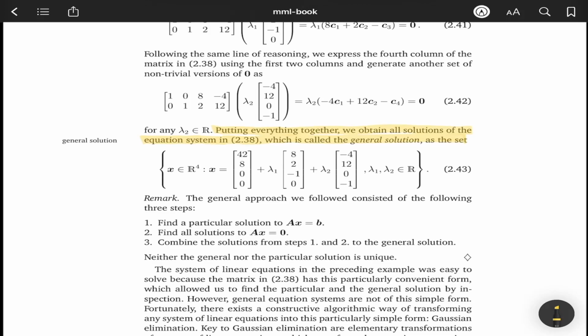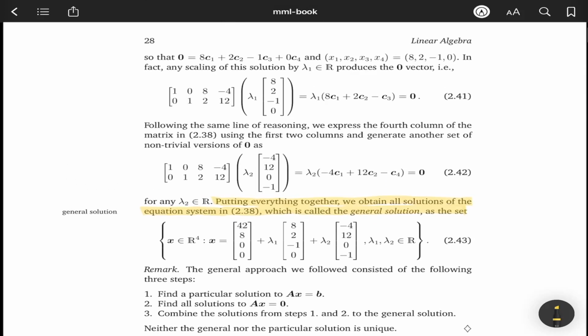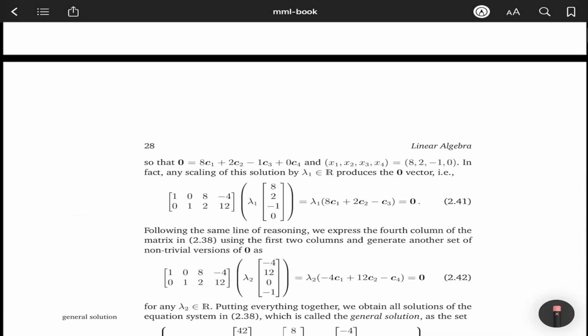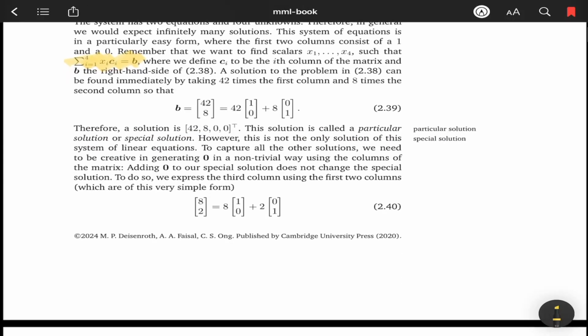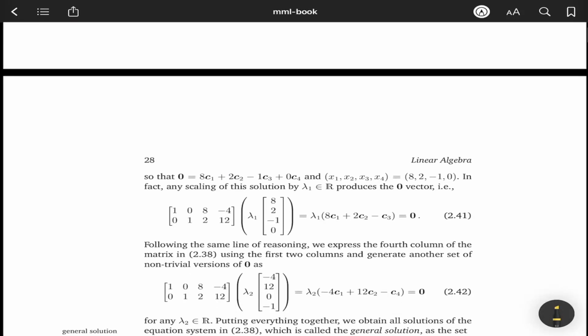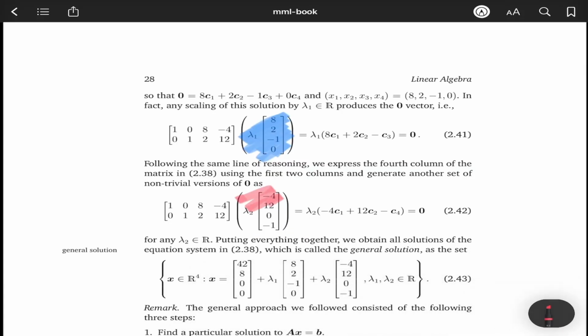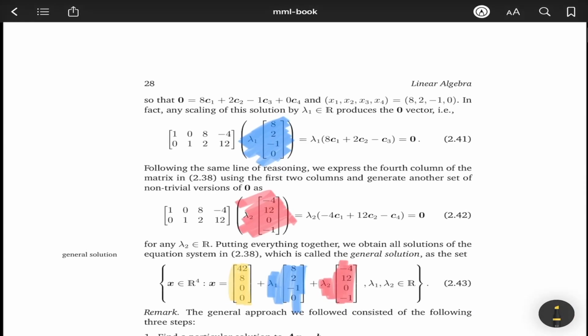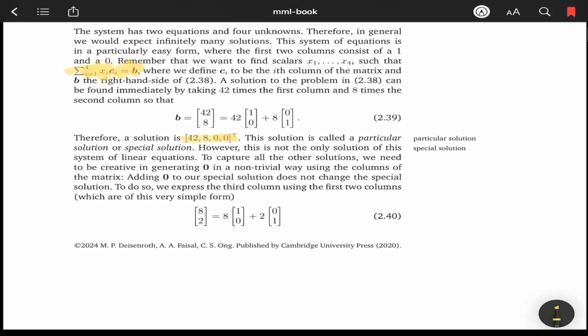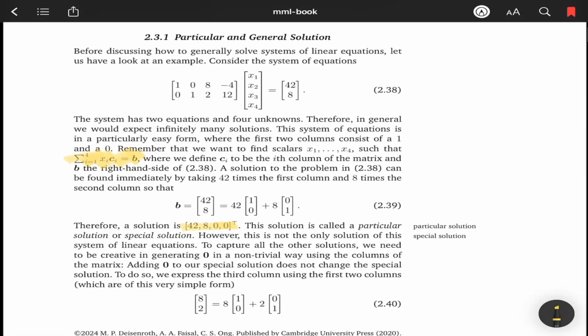Okay, this is a set. So we have our first solution. We just put the solution back in here. This is our first solution, yellow. Then we have our second solution, I think this one, and our third one is here. So our third one is here, our second one is here, and the first solution is here. Because the first solution is the particular one, there's no lambda.